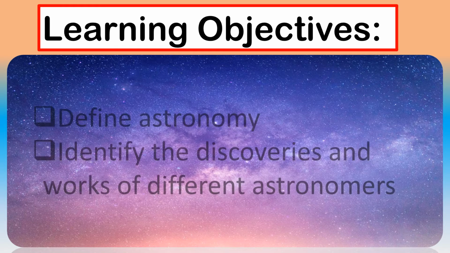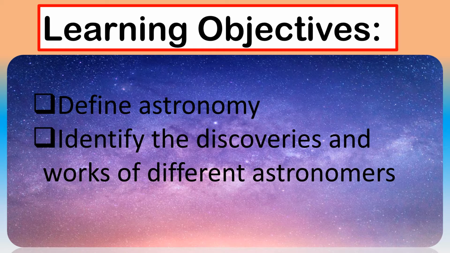For the learning objective of this lesson, first, define astronomy. Second, identify the discoveries and works of different astronomers. So at the end of this lesson, you will be able to define what astronomy is all about and identify the different discoveries and works of different astronomers.